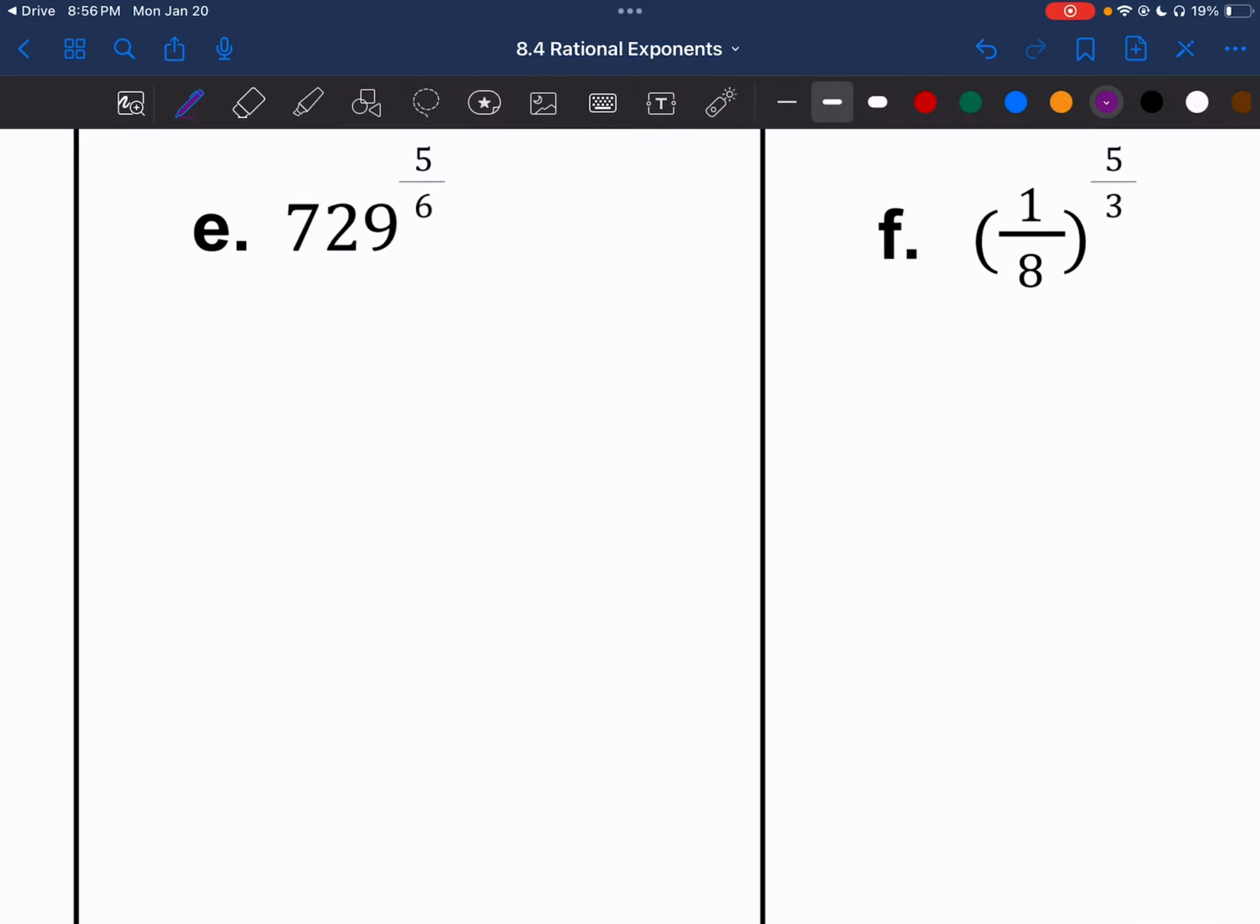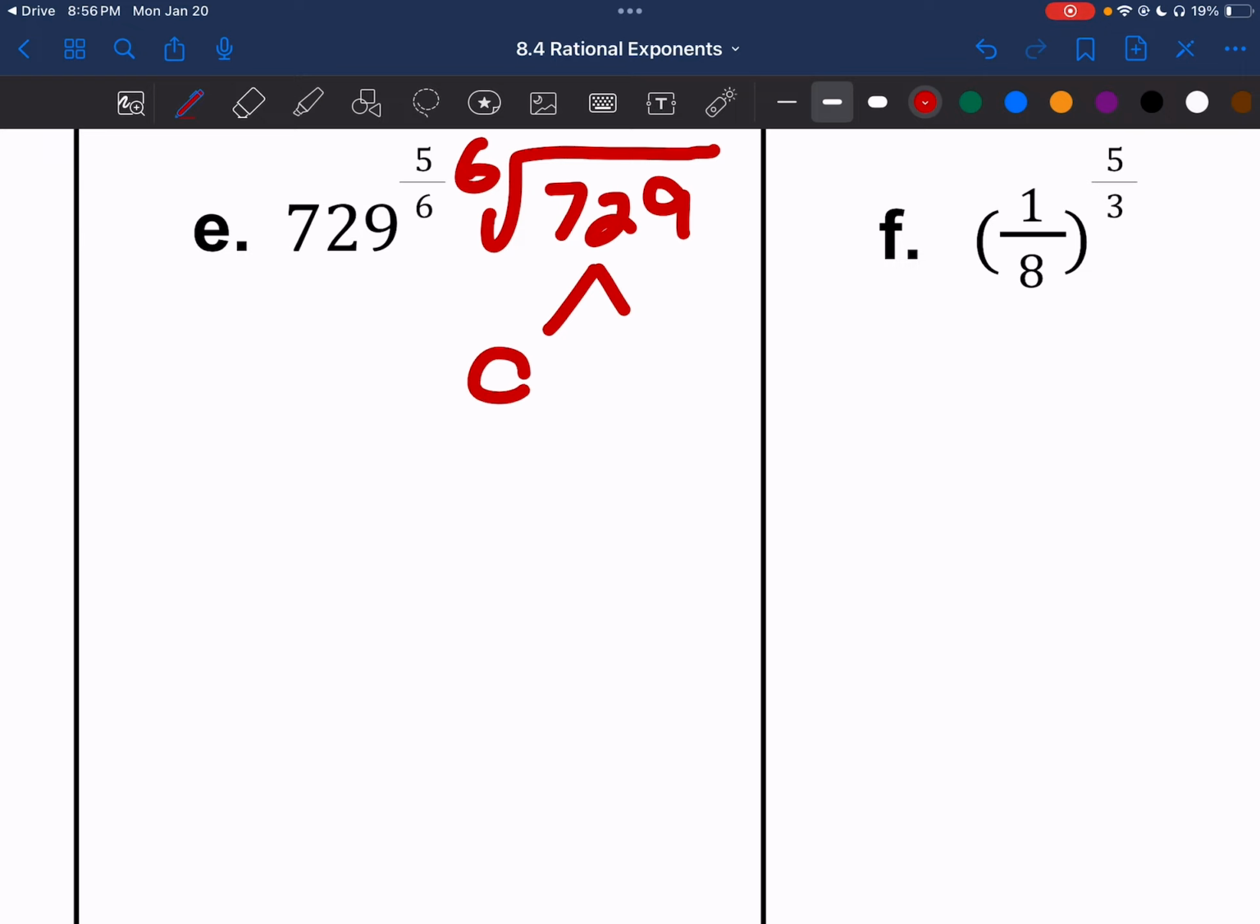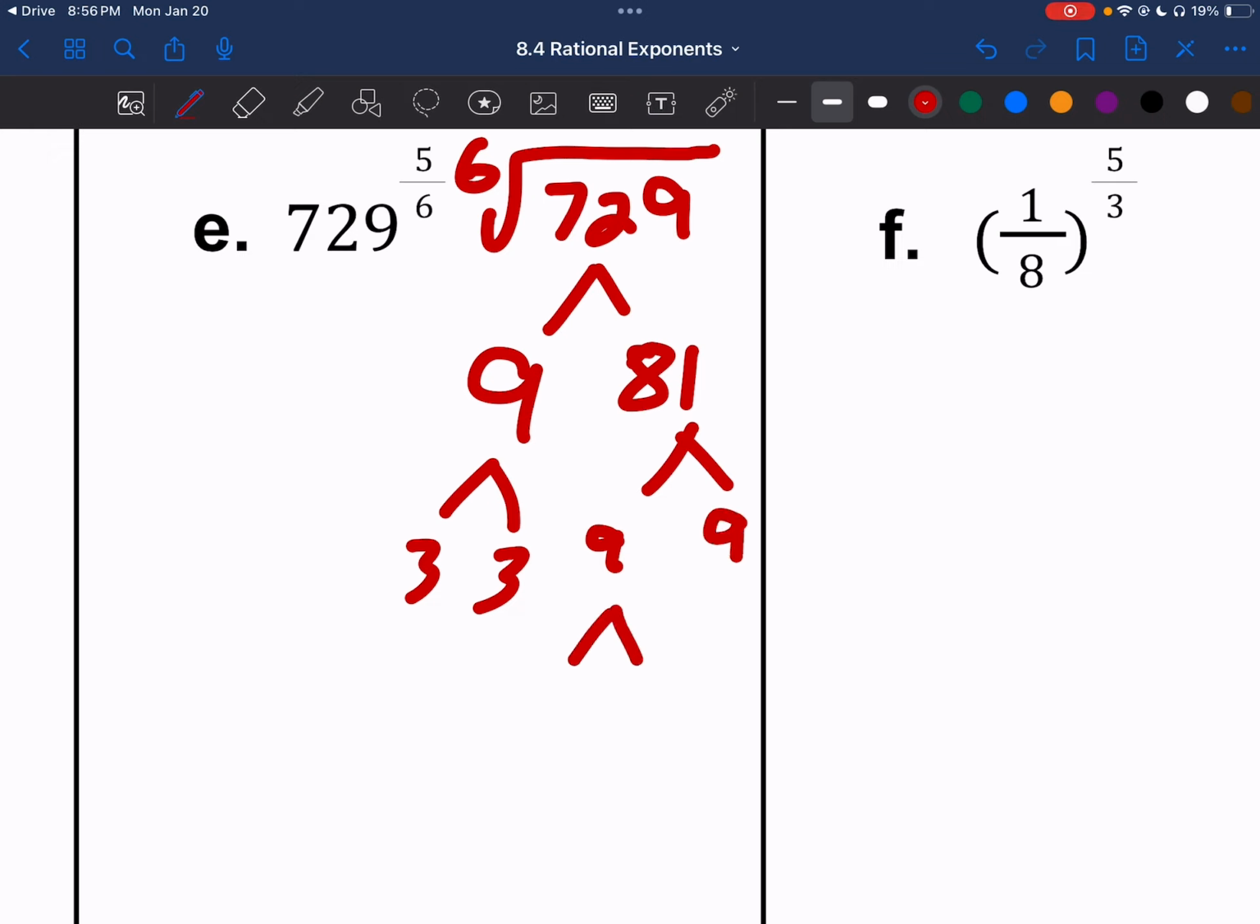All right. We're looking for 729 to the 5/6 root. So we rewrite it as the 6th root of 729, and we need to start breaking that into factors. And it's going to take some guessing and checking. I suggest use your calculator on it. 729, you can divide that by 9, and it's 9 and 81. 9 you break up into 3 and 3. 81 breaks up into 9 and 9, which goes to 3 and 3 and 3 and 3.